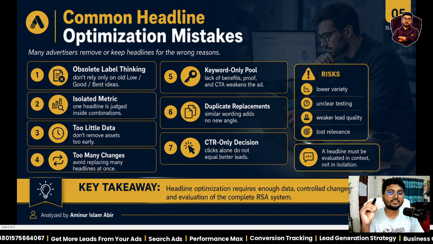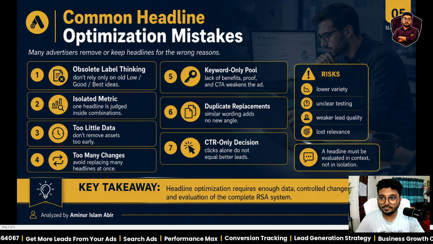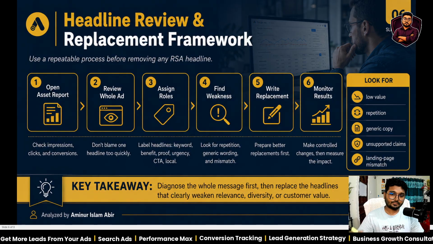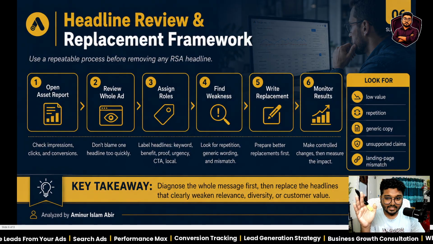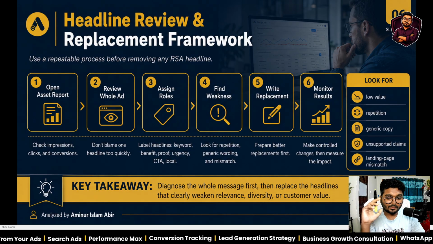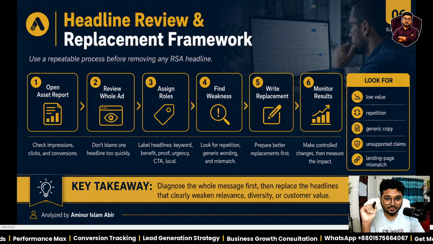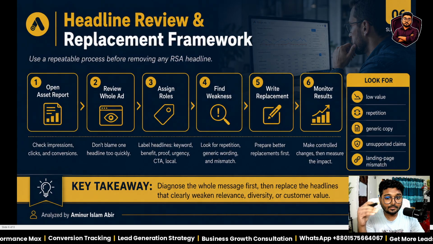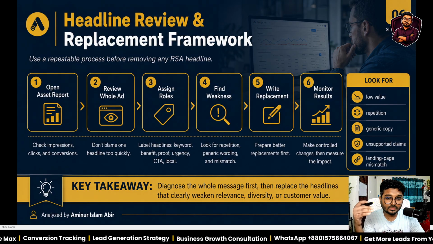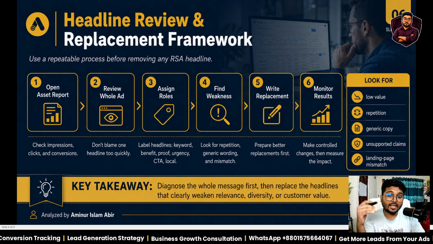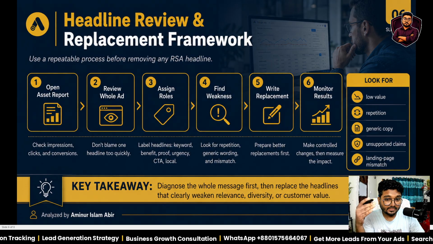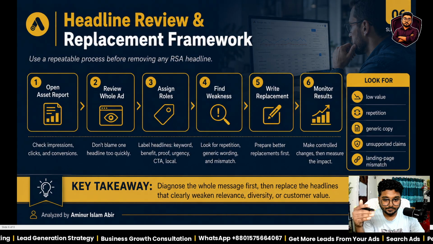Now let's build a simple headline review process. So this is my slide 6. Here I describe the headline review and replacement process. So listen carefully. The first step is to open the ad level asset report. Review available data such as impressions, clicks, cost, conversions, and conversion value, when available. The second step is to review the full RSA.